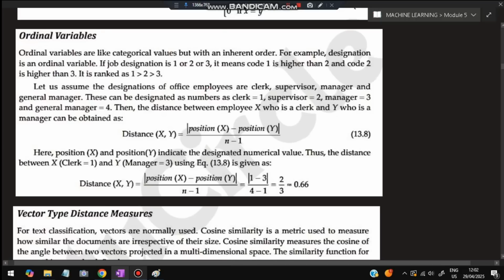And ordinal variables are just like categorical variables, but there is an order here. That means if the designations of office employees are clerk, supervisor, manager and general manager, these can be assigned as clerk is level 1, supervisor is level 2, manager is level 3, general manager is level 4. Now if I want to find the distance between the clerk and the manager, we take position of the clerk minus position of manager divided by n minus 1, that is 1 minus 3 divided by how many positions are there? 4. 4 minus 1 is 3, so 2 by 3 is 0.66. So the distance between clerk and manager is 0.66.